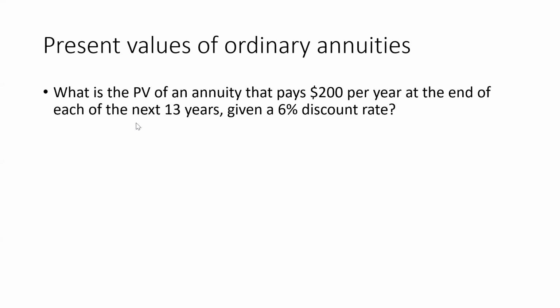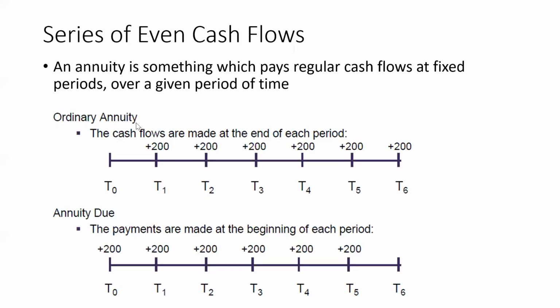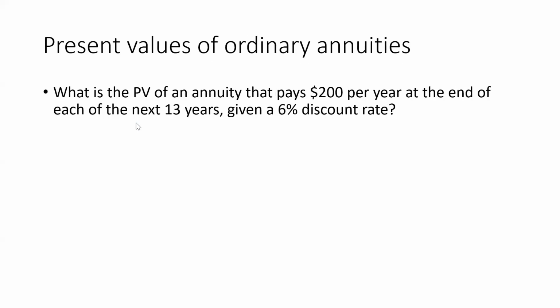So next, we're going to do present value of an ordinary annuity. So again, we're going to be using the END mode for this one. So we're going to be calculating the present value of an annuity that pays $200 per year at the end of each year, at the end of the next 13 years, given a 6% discount rate. So interest is going to be 6%, and N is going to be the 13 years. Payment, and this one is going to be $200.